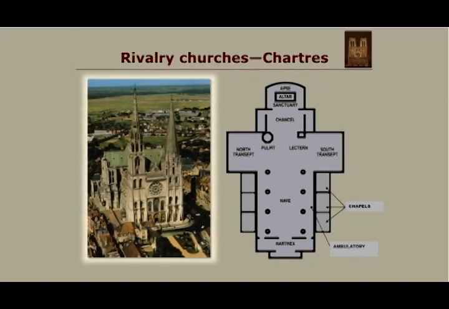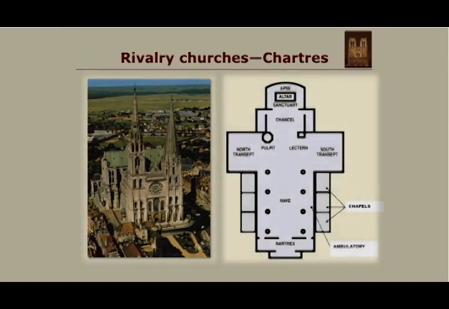Here we see a picture of the cathedral at Chartres, and in addition to that, we see a floor plan where you can see the various elements of a Gothic cathedral. It's a great experience to go into this church, officially called Notre Dame de Chartres, and see the many parts of the church that so typically identify a Gothic cathedral.